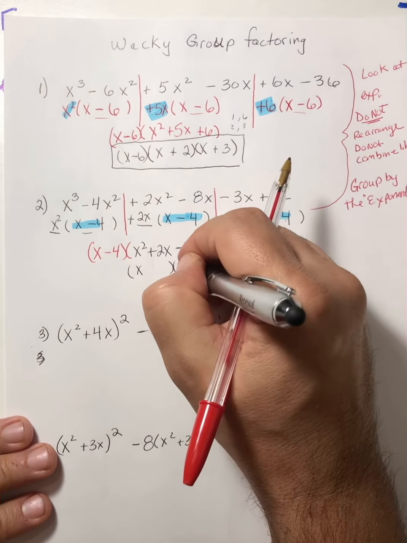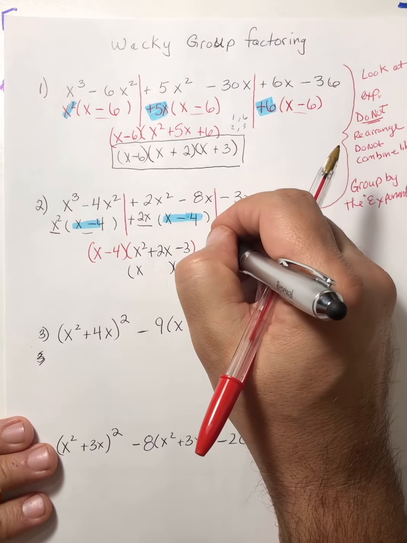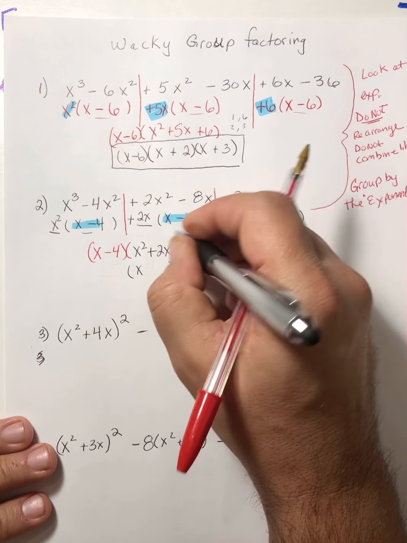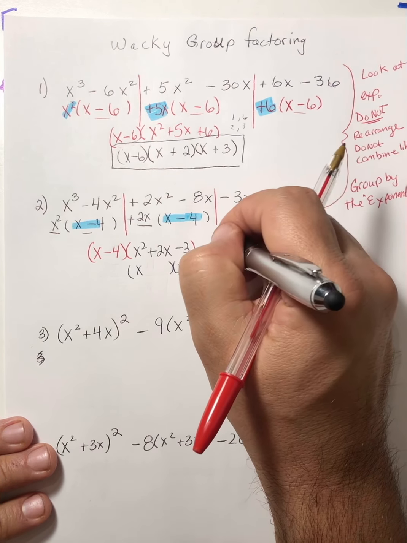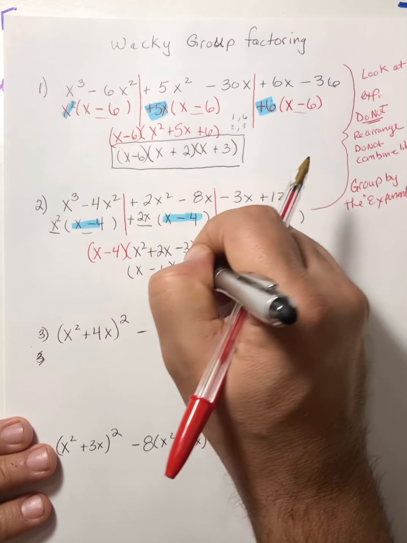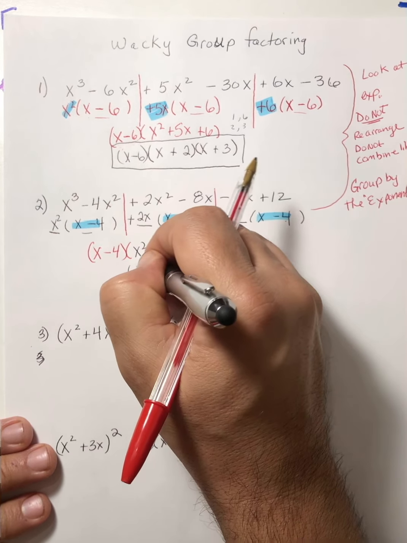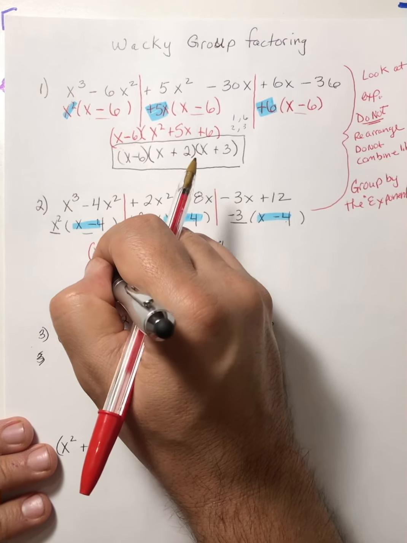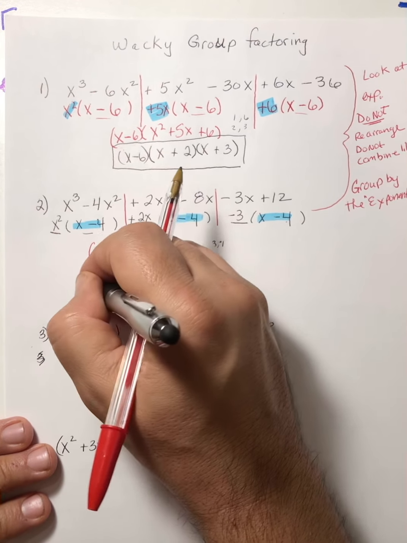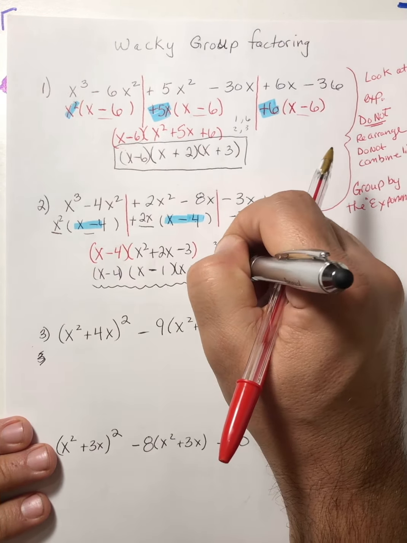X, what is it? That's right, 3 and 1. Your only factors are 3 and 1 to give you a plus 2. So we're at negative 1. So minus 1 plus 3. And then we have our x minus 4 in front. And that's it. We just wacky group factored.